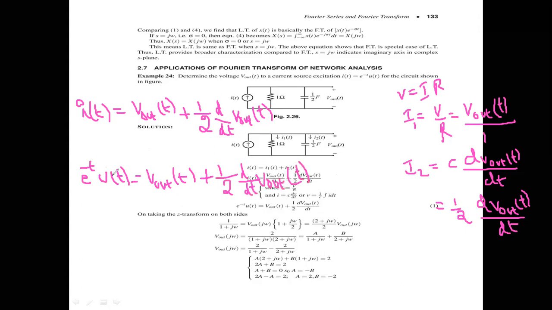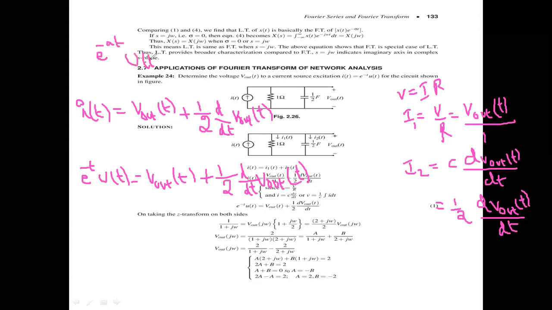Now you can apply the Fourier transformation on both sides. This is the application of the Fourier transform in network analysis. Given the time domain signal, we are converting the network, given in terms of time domain function equations. What is the Fourier transformation of e power minus t u of t? Actually, we know the Fourier transform of e power minus a t u of t.